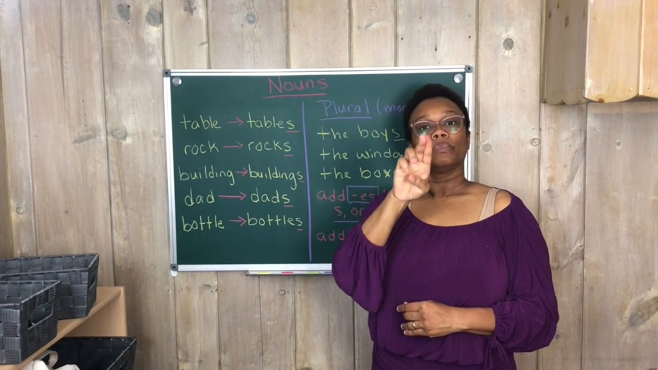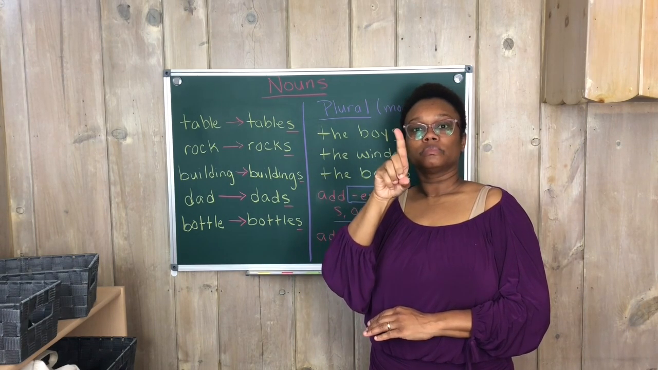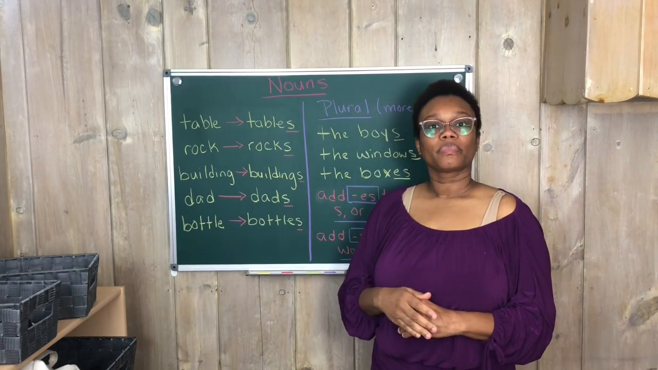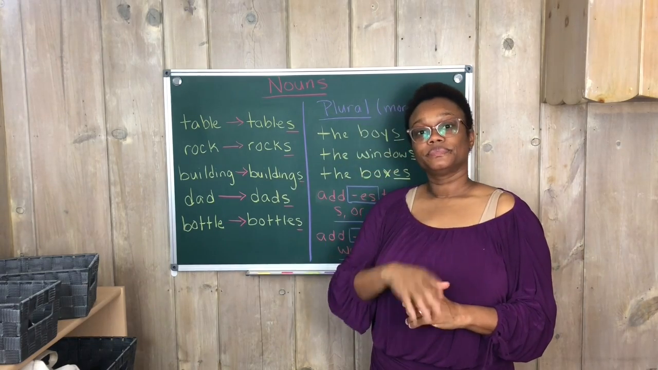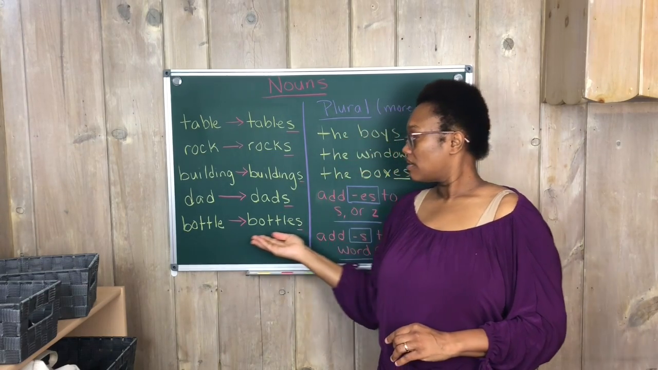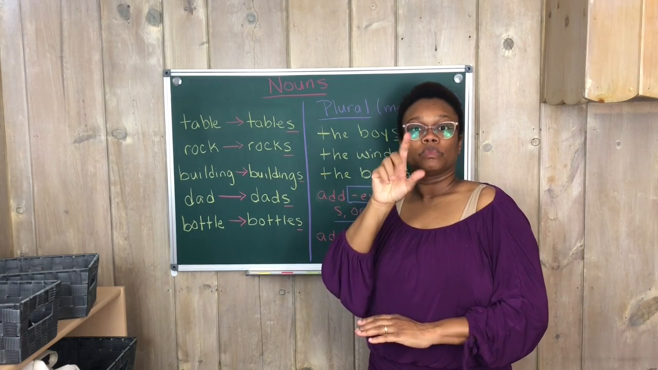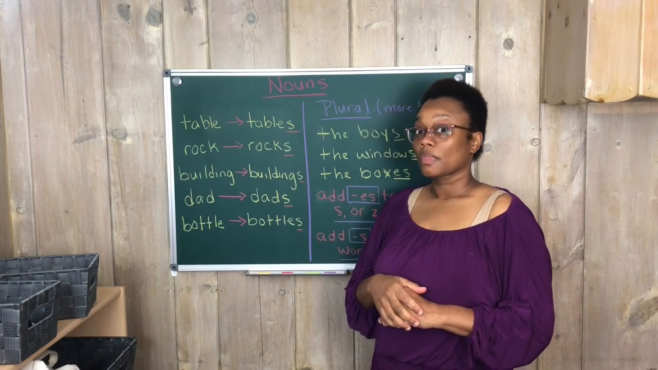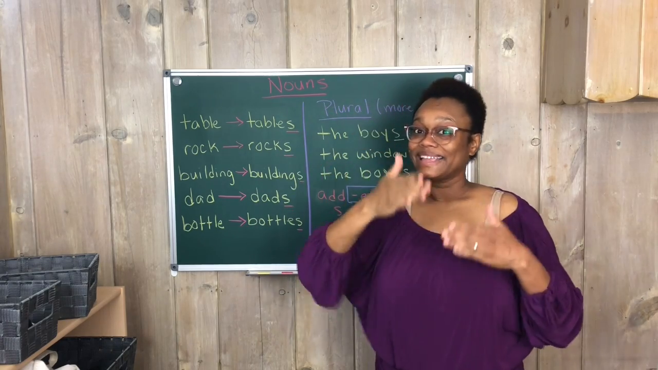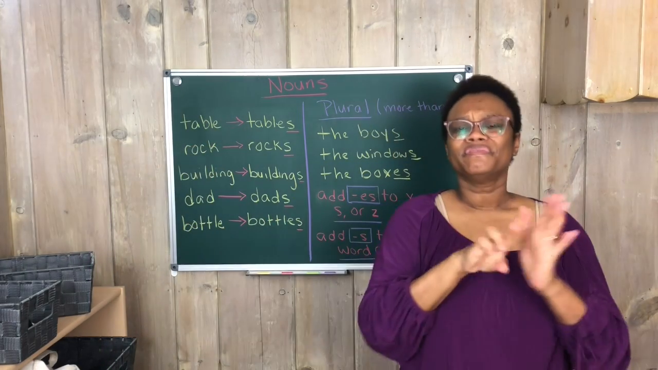Building, BUILDING, becomes buildings with an S because it ends in a G. Dad, DAD, becomes dads with an S because it ends in a D. And bottle, BOTTLE, becomes bottles with an S because it ends in an E. So why do we add S to all of these? Because they do not end in an X, CH, SH, S, or Z.